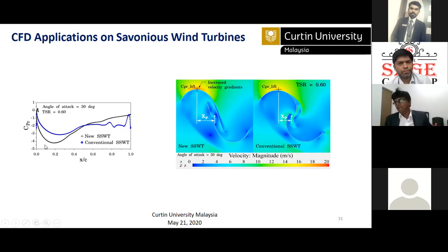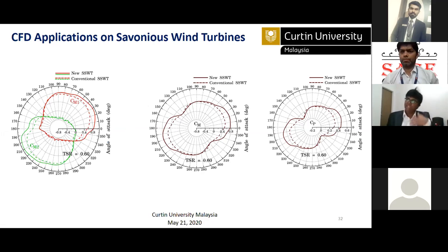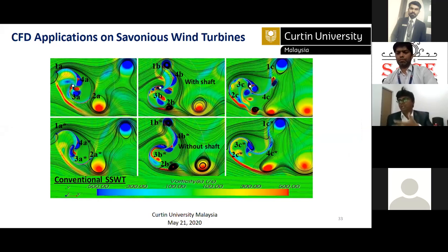And the acting point of this suction, or you can say the center of pressure, is responsible for this total improvement of power. So with this analysis, we calculated the total moment in terms of average moment, and from that we calculated the power coefficient. Then we analyzed the different components of flow physics, how the vortices move with and without the shaft.